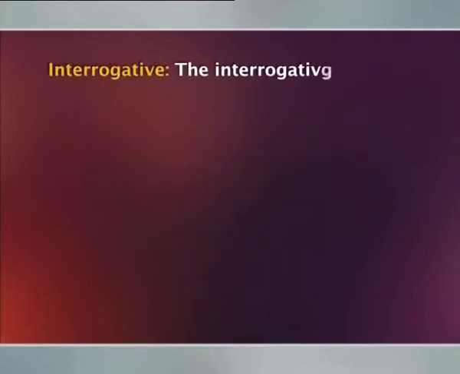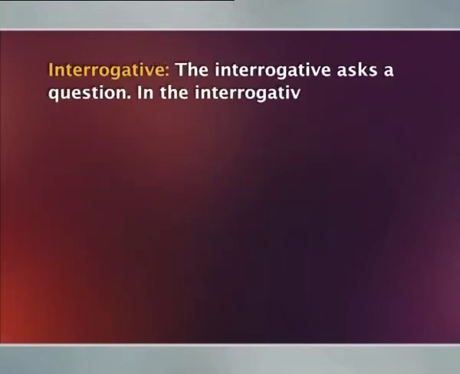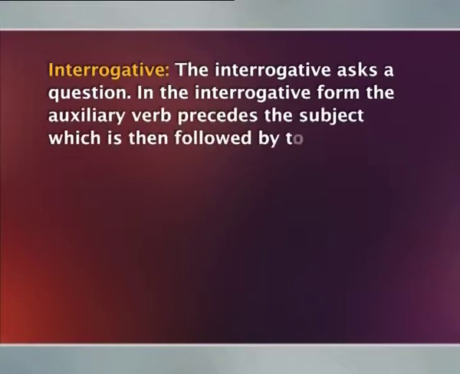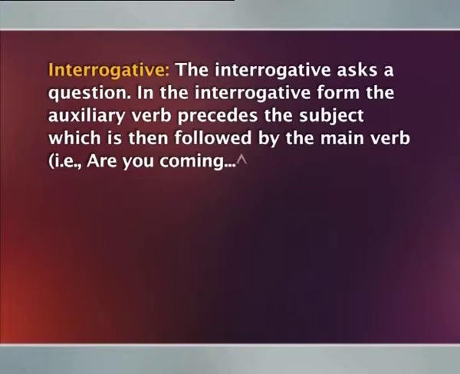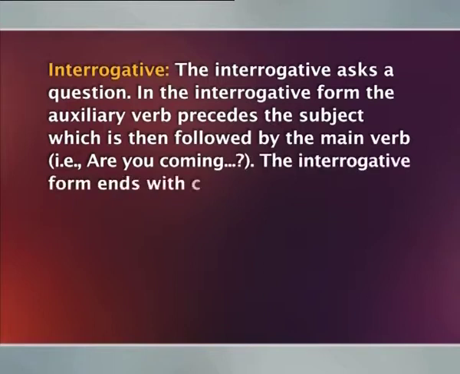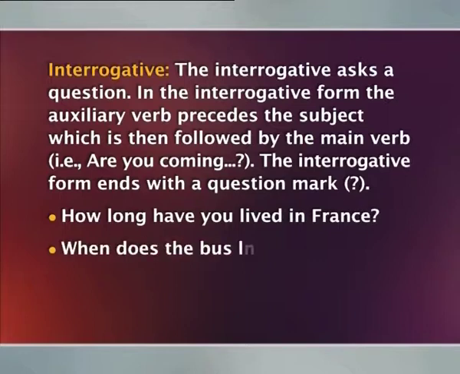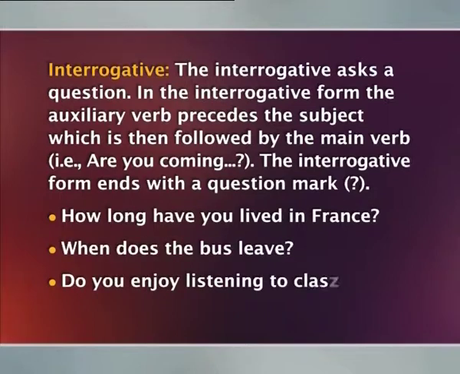Interrogative. The interrogative asks a question. In the interrogative form, the auxiliary verb precedes the subject, which is then followed by the main verb. That is, are you coming? The interrogative form ends with a question mark. How long have you lived in France? When does the bus leave? Do you enjoy listening to classical music?